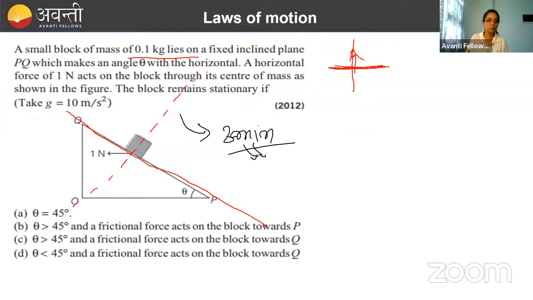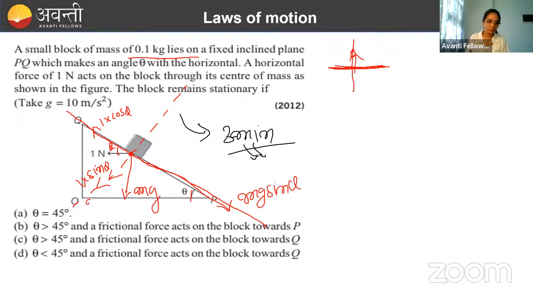Now let's see what are the forces acting. Here, mg will act downward. Let's first resolve these two forces. This angle is theta. So here 1 into cos theta, and here 1 into sin theta. Again, break the mg, since mg is not along these two lines. So mg along this line will be mg sin theta. You all are aware of such things, right?